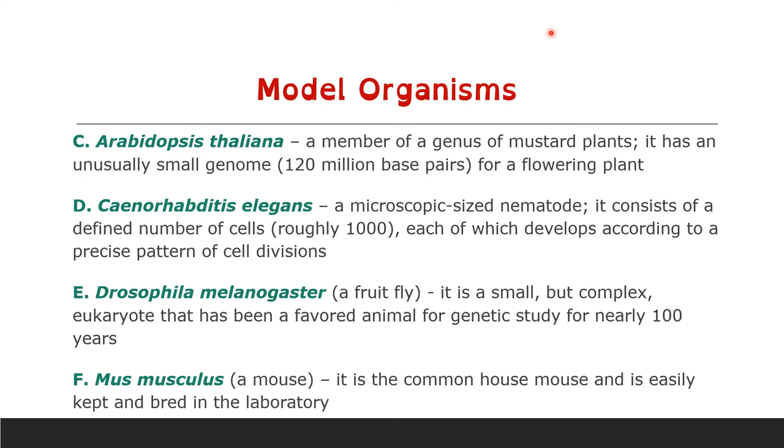Next is the Caenorhabditis elegans, a microscopic-sized nematode. It consists of a defined number of cells, roughly around 1,000 only, each of which develops according to a precise pattern of cell divisions. So the animal is easily cultured, can be kept alive in a frozen state, has a transparent body wall, a short generation time, and facility for genetic analysis.